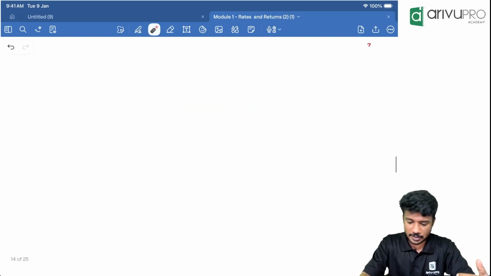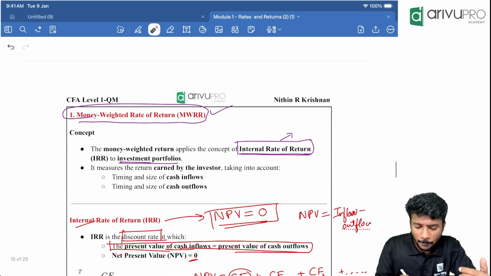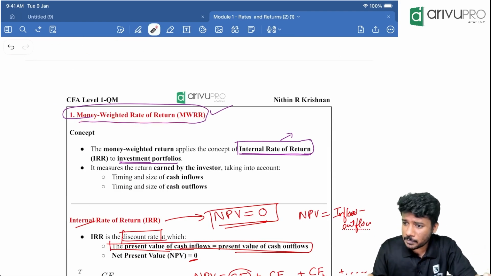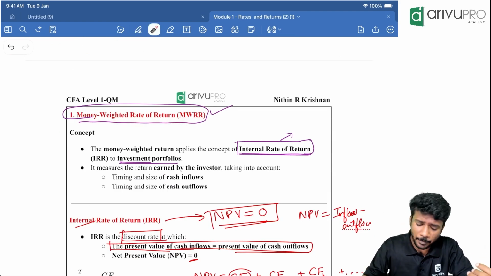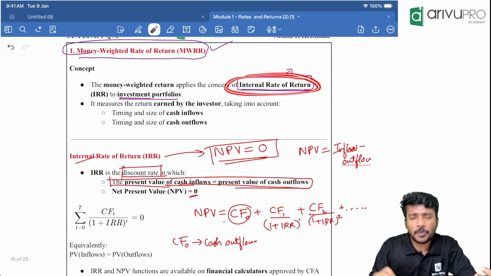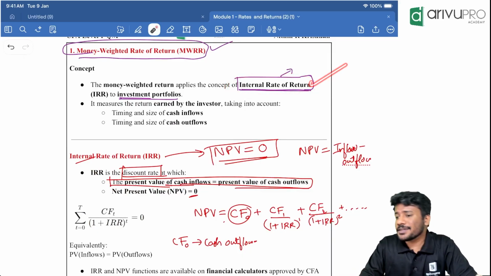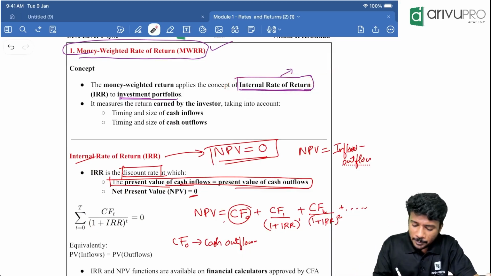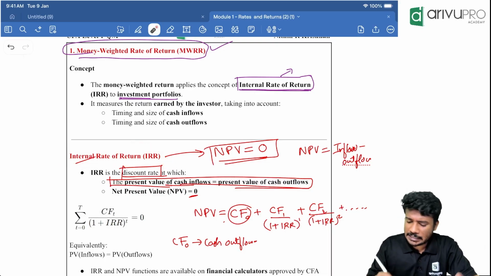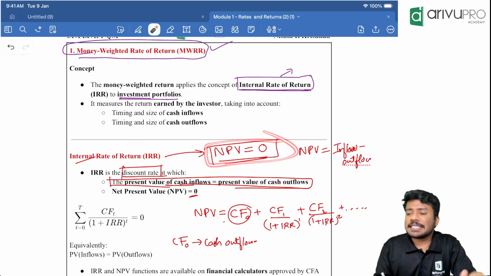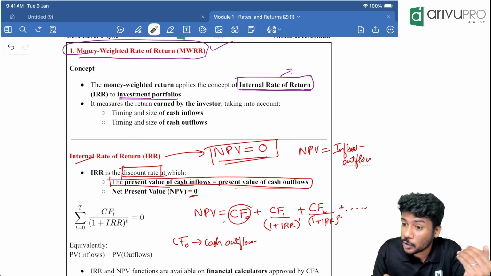Fine with that? Yes. So we were discussing money weighted return, that is MWRR, we will call it as, and money weighted return is usually spoken with respect to internal rate of return. Now coming with what is internal rate of return? Internal rate of return is the place where the net present value is equal to 0.